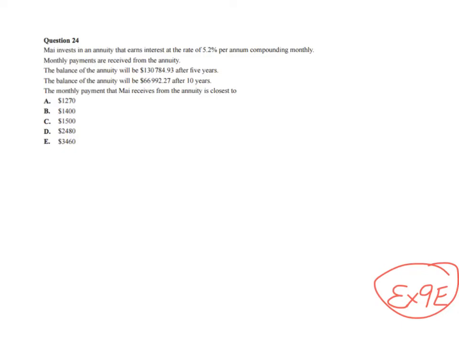So in this question 24, question 24 tells me that it'll probably be a little bit challenging because it's one of the last ones of the finance section. So May invests in an annuity and that earns an interest rate of 5.2 per annum. So I'm seeing that it's I, and it says compounding monthly. So I know PPY equals 12.